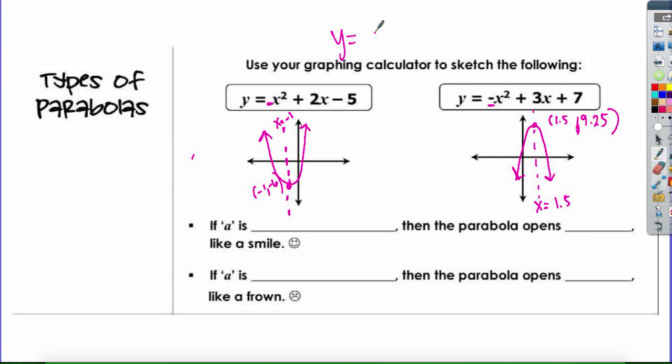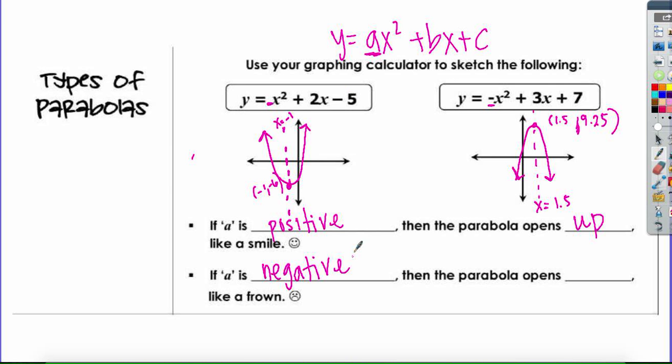Remember, y equals ax squared plus bx plus c. So that number out front, when it is positive, your parabola is going to open up like a smile. So the U is going to be facing up. When that a value is negative, the parabola is going to open down like a frown. So whenever the leading coefficient is positive, it opens up like a U shape. Whenever it's negative, it's down kind of like an N.